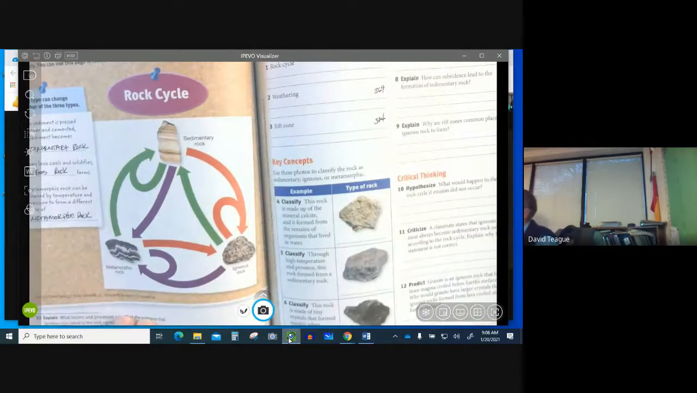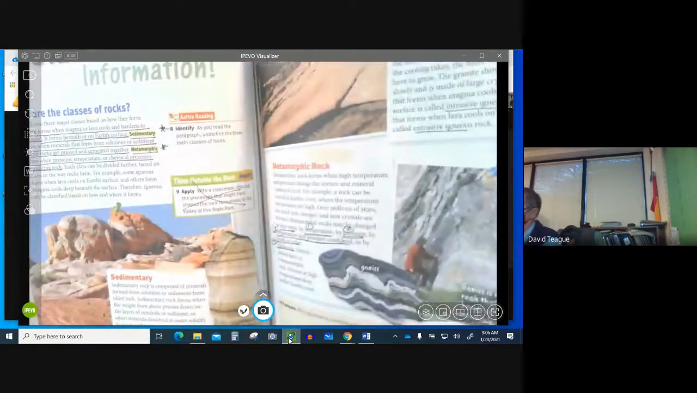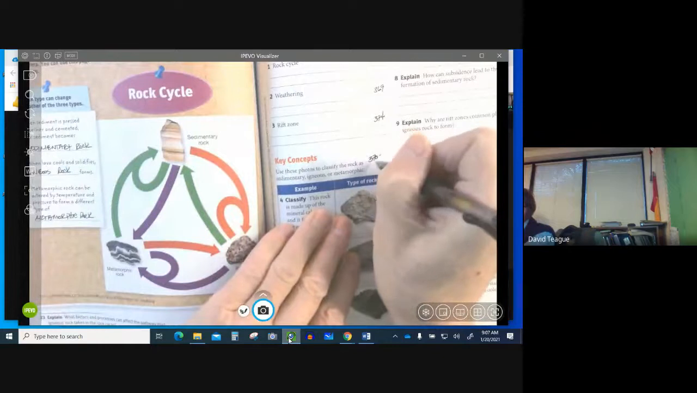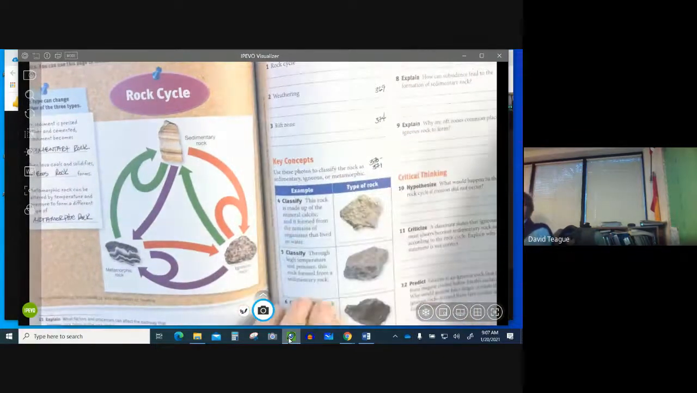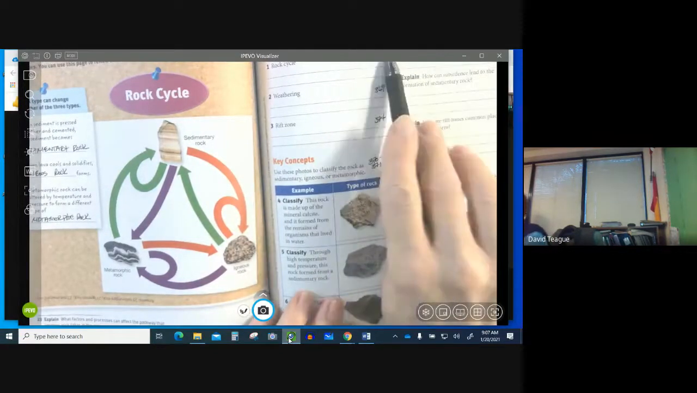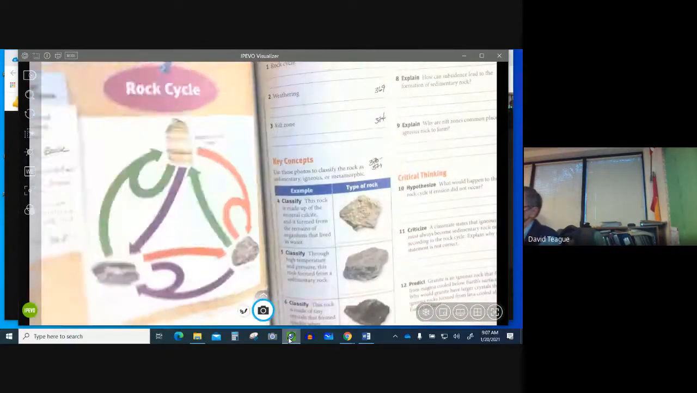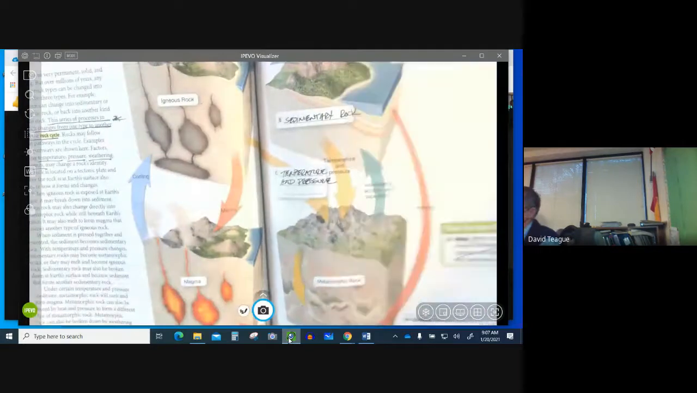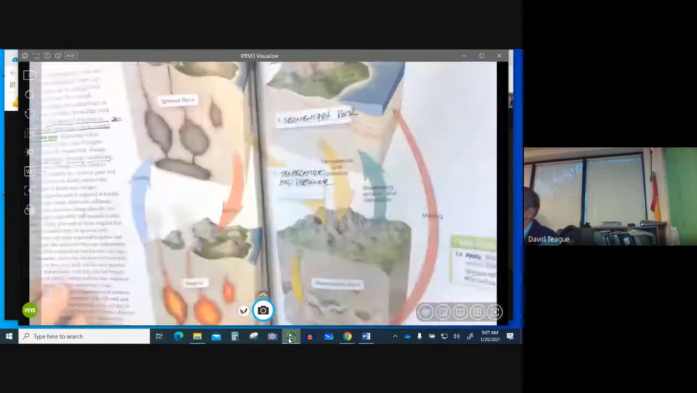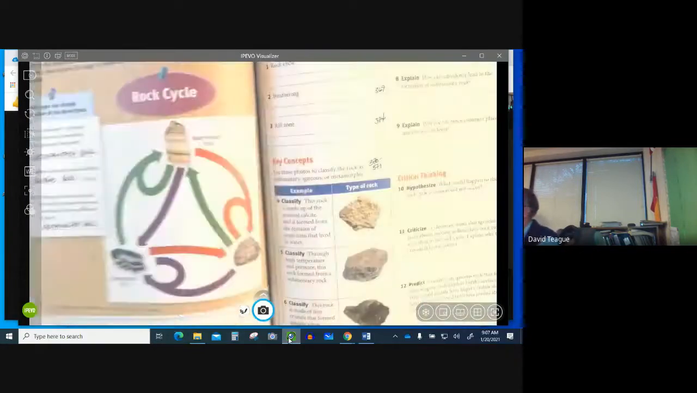Key concept: use the photographs to classify the rock as sedimentary, igneous, or metamorphic rock. The pages where we were talking about that are 370, 371. Questions 4, 5, 6, 7. Describe how sedimentary rock can become metamorphic rock. What page would help you with that? Probably 372.